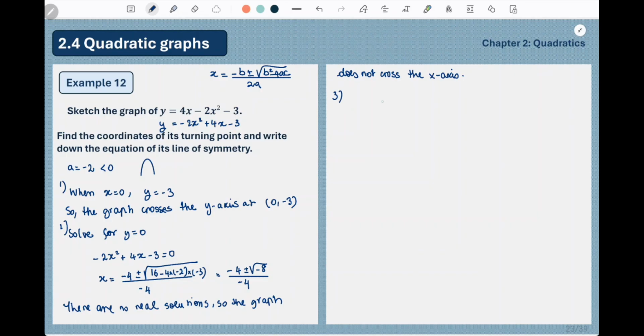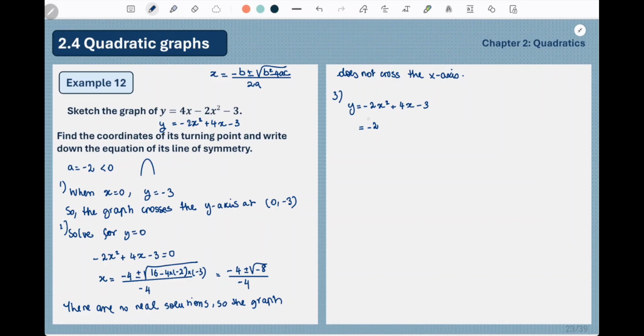So the turning point, we'll find it by completing the square. So we have y equals minus 2x squared plus 4x minus 3. First of all, we've done that in the video on completing the square. If you're not familiar with it, please check that out. Again, I think this is the second time I say it, but never mind.